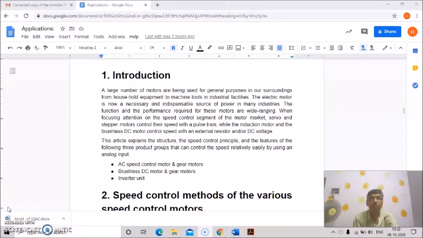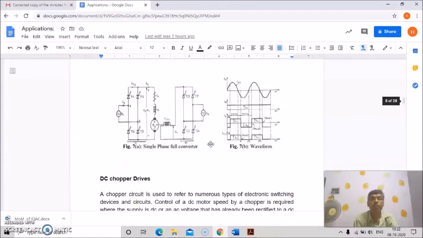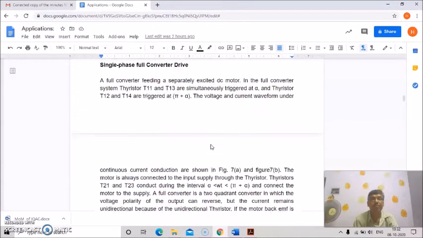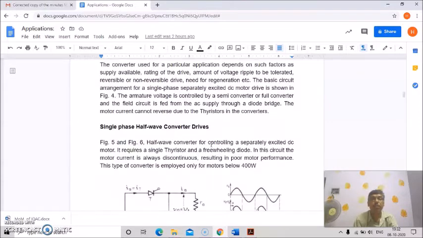In our last class of power electronics, we started a new unit, that is applications of power electronics, where we discussed the speed control of DC motors, separately excited DC motors, and all types of DC motors. Basically, we have covered all these drives for controlling DC motor speed.